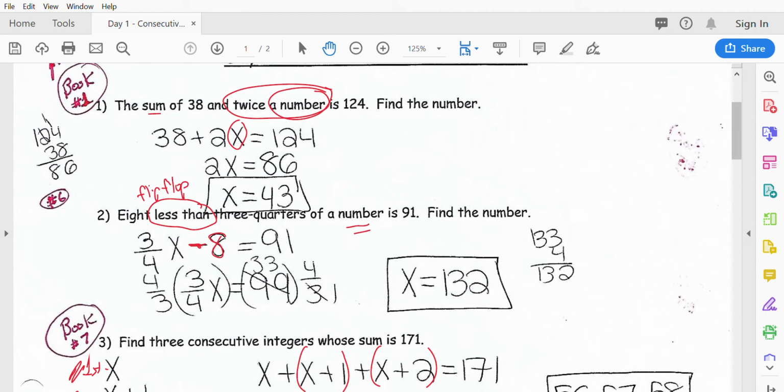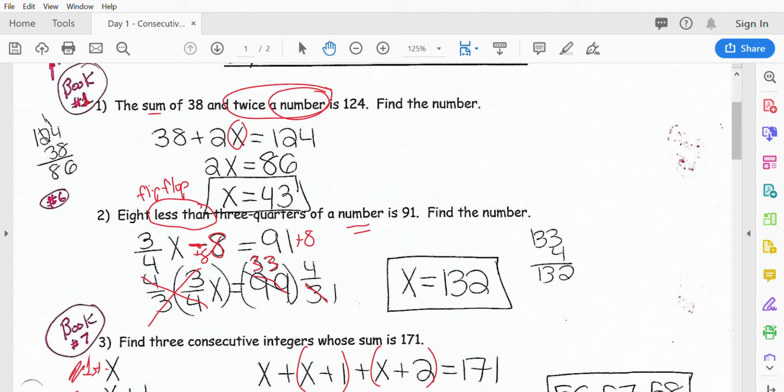Done. So the first thing that I did right here is I added 8 to both sides. Add 8 and add 8 and get 3/4 of x equals 99. Then, to get rid of the fraction, you can simply do 2 steps in one by multiplying by the reciprocal of 3/4, which is 4/3. 99 times 4/3 reduces. 3 goes into 99 33 times. 33 times 4 is 132.